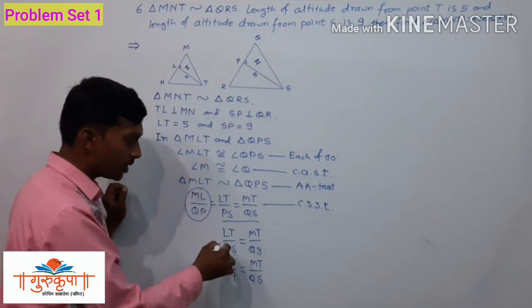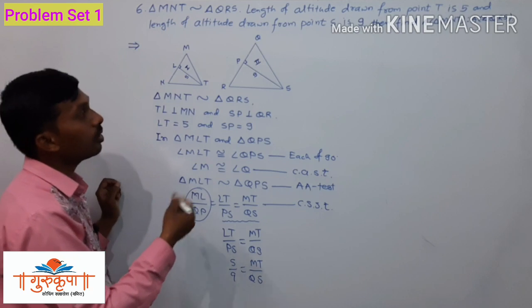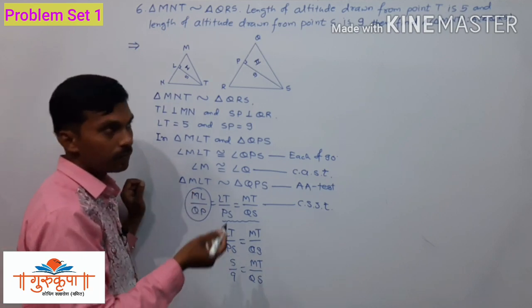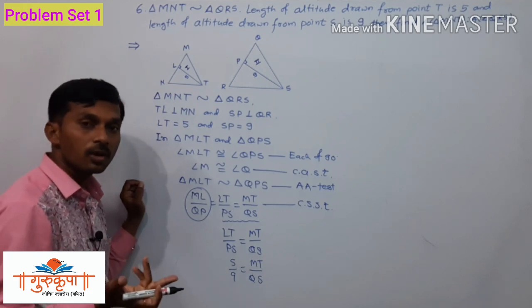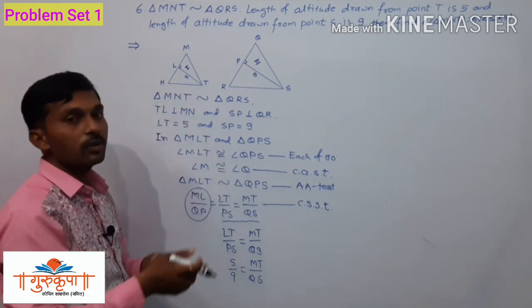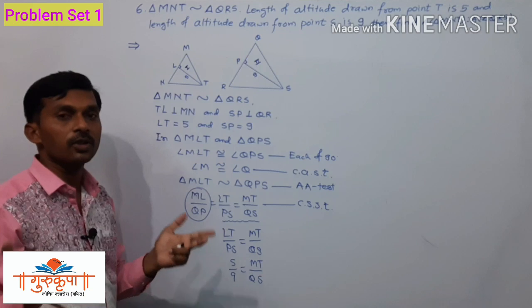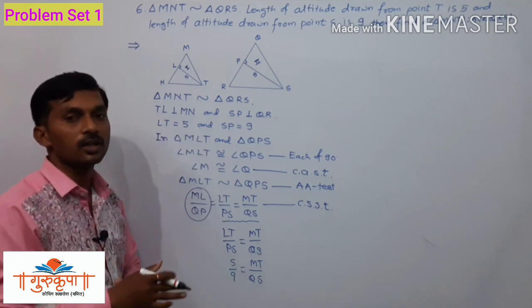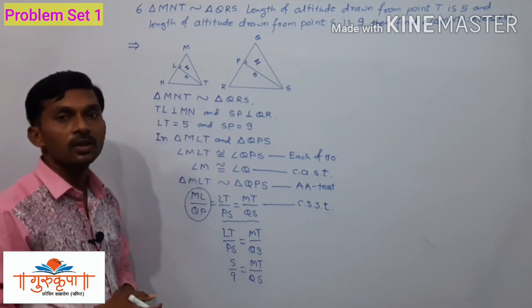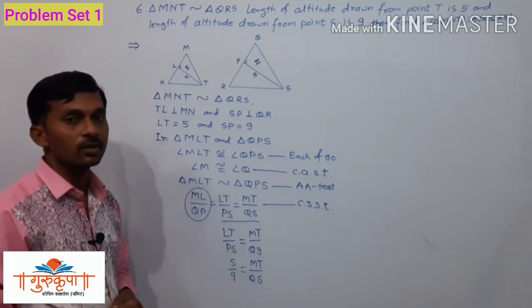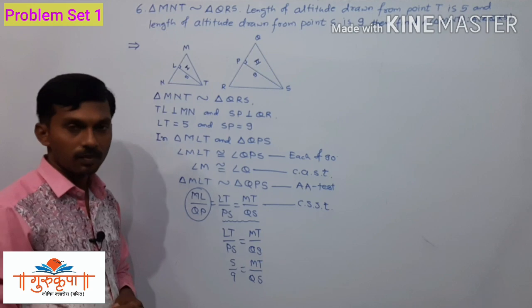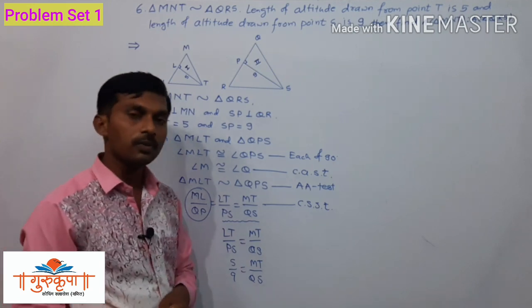Now what we have to find is the area of triangle MNT to the area of triangle QRS. How? Since both the triangles are similar to each other, we have to use the property of the ratio of the areas of two similar triangles, by using the theorem of the ratio of areas of two similar triangles.